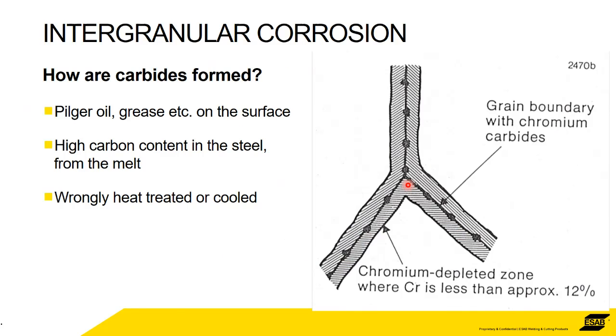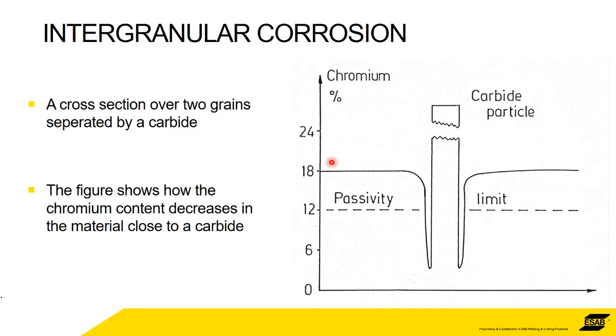As an illustration here, these are three grains, rather, with the grain boundary in between them. So the grain is chromium rich. These areas immediately adjacent to it are chromium depleted. Okay, so the carbides can come from oil and grease on the surface, dirt on the surface, a high carbon content of the steel, for example. And again, if the heat treatment's been done incorrectly.